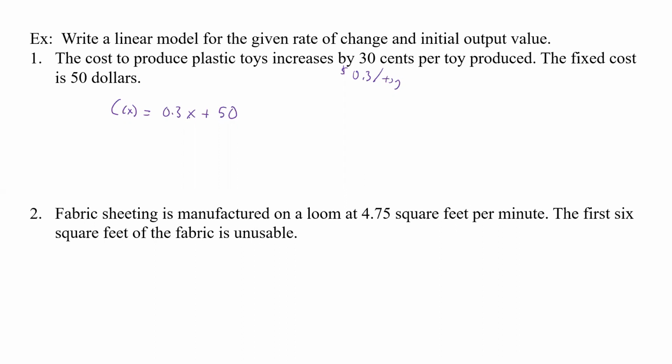But if we produce 100 toys, then we'll have 100 times 0.3, so that'll be 30. So that'll be $80 for the total cost when you produce those 100 toys.